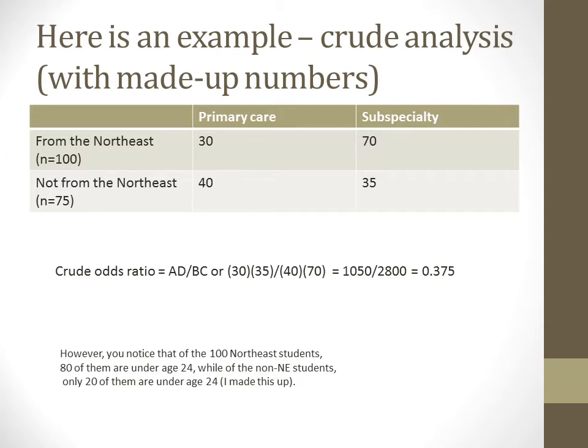But hey, you notice that of the 100 students from the Northeast, 80 of them are under age 24. In other words, they pretty much went straight to medical school from college. While of the non-Northeast students, only 20 of them are under age 24. And I totally made this up. I don't know what the numbers are really going to look like. And I doubt that there would be that big an age difference just because admissions is kind of random. But just bear with me for the example.